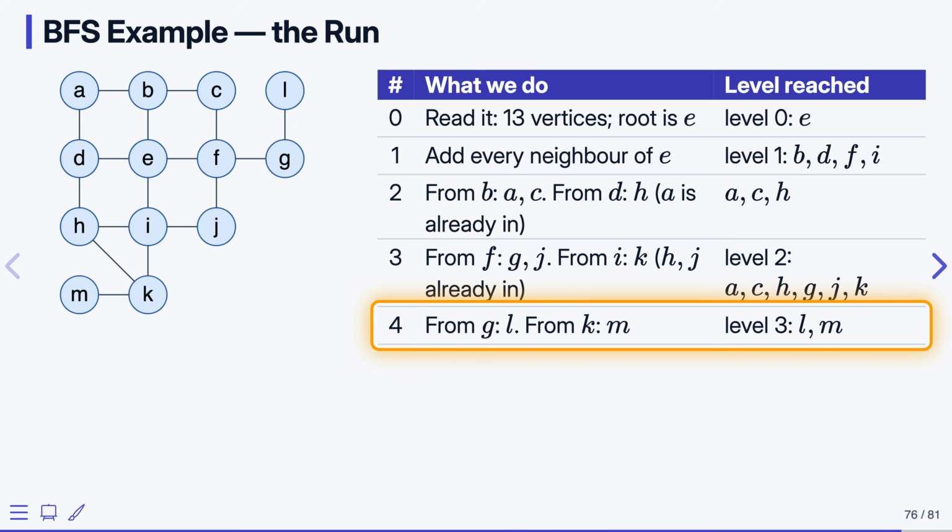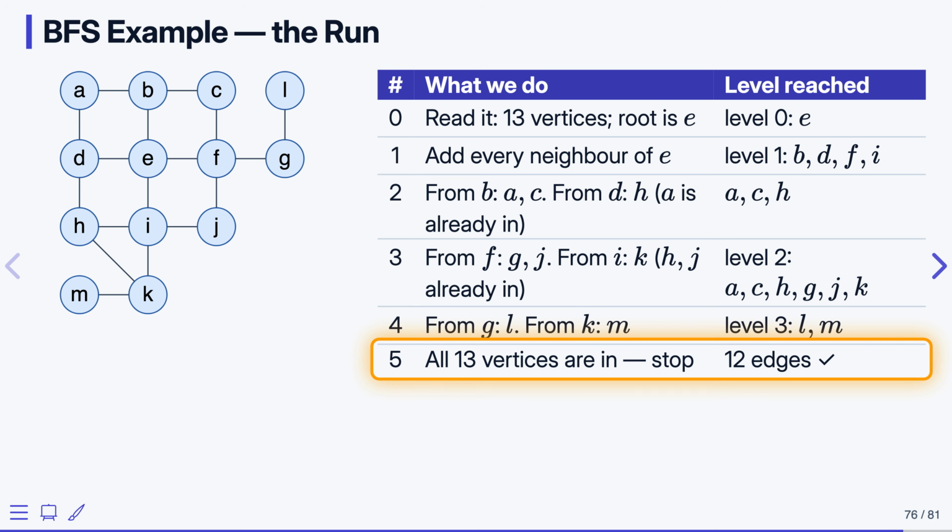Step 4. One more ring. From G we reach L, from K we reach M, those two make level 3. Step 5. All 13 dots are now in the tree, so we stop. Count the edges, 12 for 13 dots, exactly right.